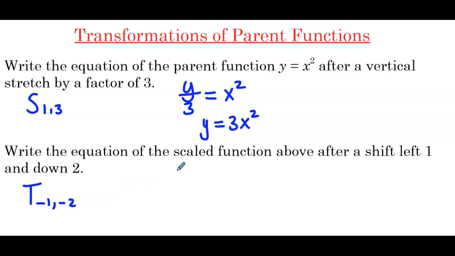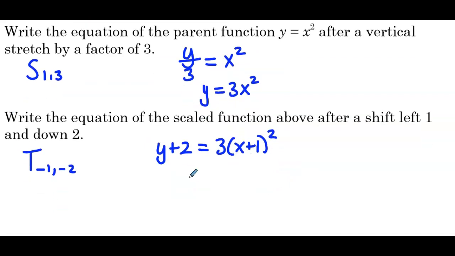In our scaled function then, we're going to add 2 to the y values, y plus 2, and then in parentheses, inside the parent function, we're going to add 1 to x, so we have the quantity x plus 1 squared. Written in y equals form, we have y equals 3 times the quantity x plus 1 squared minus 2.